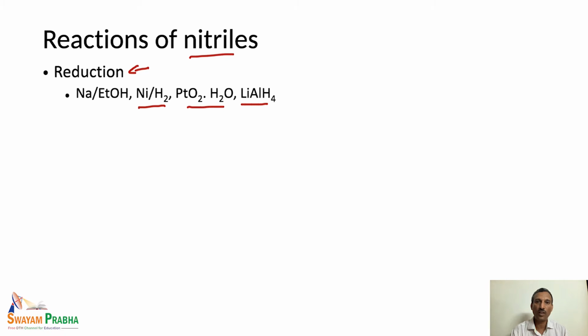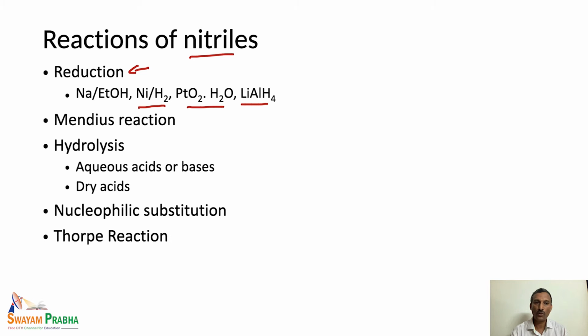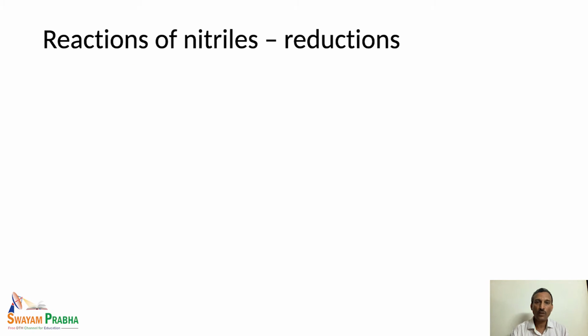Various reduction reactions are possible on nitrile. The reduction of nitrile generally gives amines, and we are also going to study the Mendius reaction. Nitriles can be hydrolyzed using either aqueous acids or bases, or dry acids, to either acids or esters. We will see what the examples are. Nitrile also undergoes nucleophilic substitution reaction, and Thorpe reaction is a name reaction which we will be studying at the last. So, what are the reactions of nitrile?